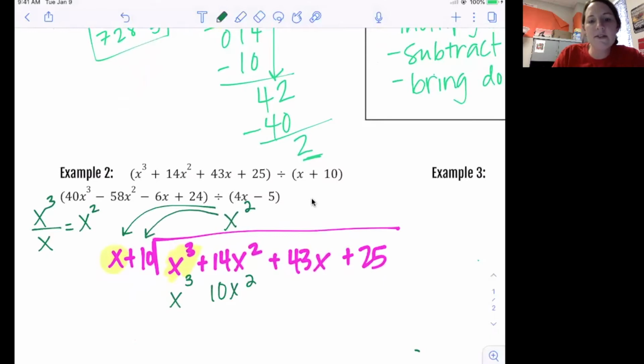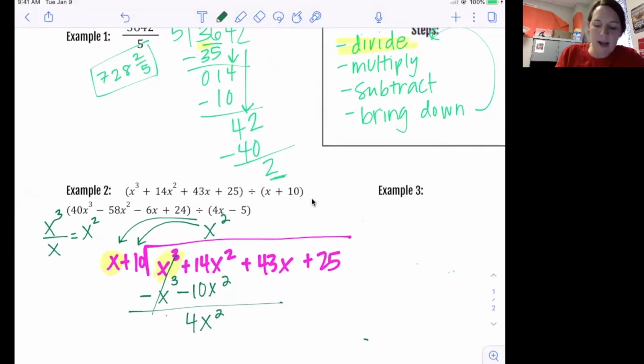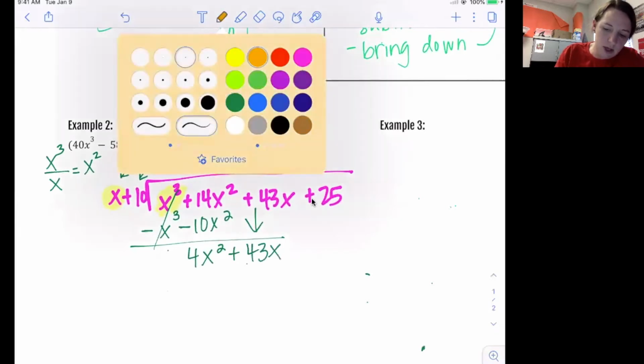My next step is to subtract. So when I subtract, that means I'm going to change the signs of everything here. I have 14x squared minus 10x squared is 4x squared. x cubed minus x cubed cancels out. So I've divided, I've multiplied, I've subtracted. My next step is to bring down the next term. So plus 43x gets brought down. Back to the top.